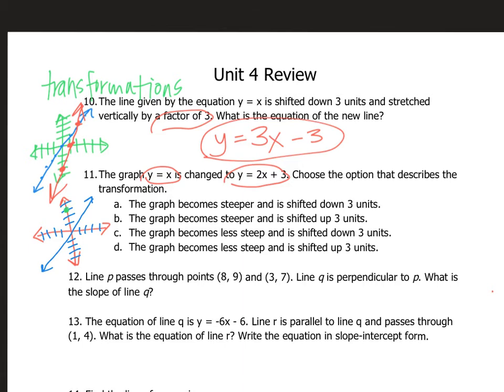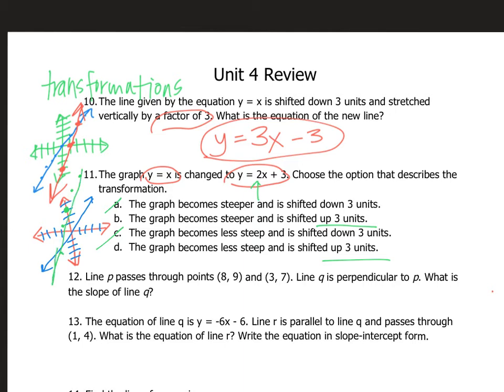Okay. So obviously I have gone up 3 units. So I'm looking for the ones that say up 3 units. So A and C obviously don't work because they say down. And then my new slope is up 2 over 1 because it's positive 2. So I would have to go up 2 over 1, up 2 over 1. If I was going in the other way, I would go down 2 over 1, down 2 over 1.